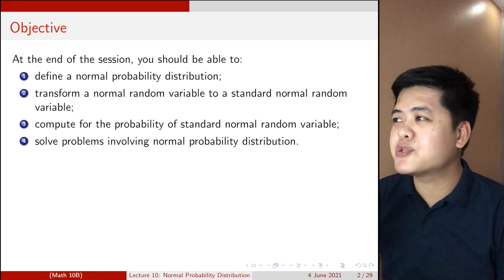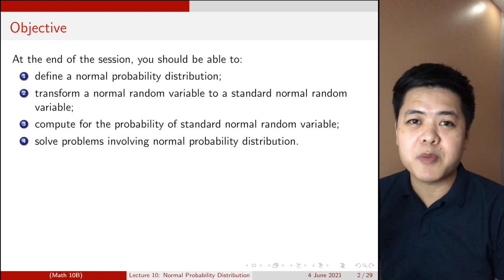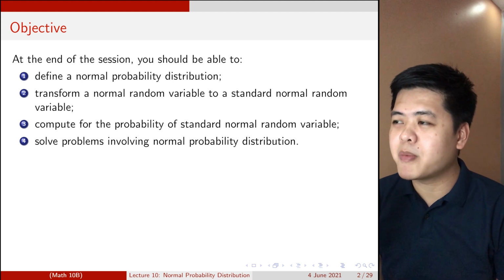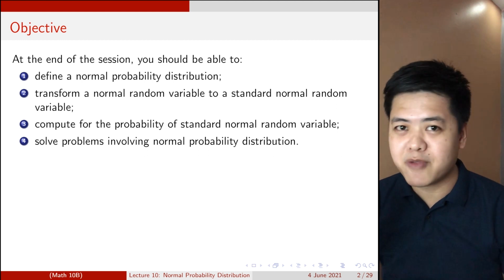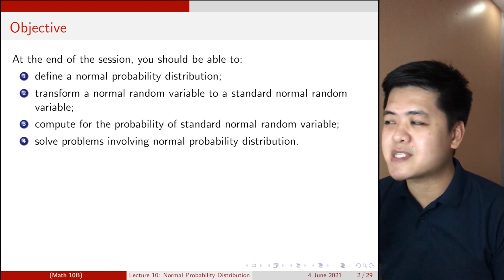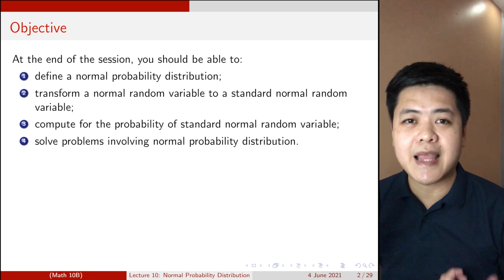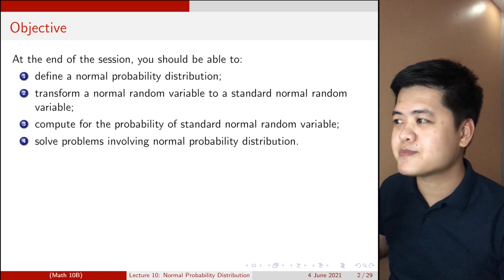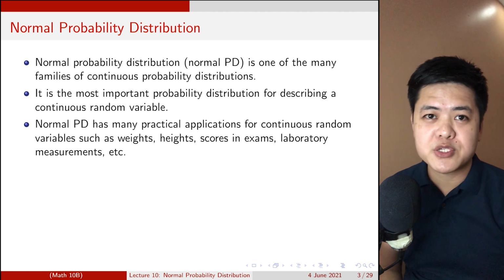At the end of the session, you should be able to, number 1, define normal probability distribution. Number 2, transform a normal random variable to a standard normal variable. I will explain that later. And number 3, compute for the probability of a standard normal random variable. And lastly, we're going to solve some problems involving normal probability distribution. So what's a normal probability distribution?